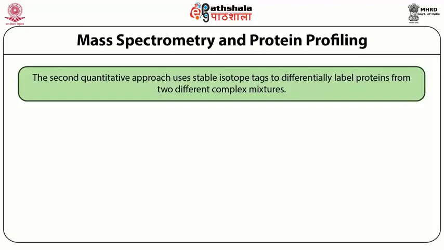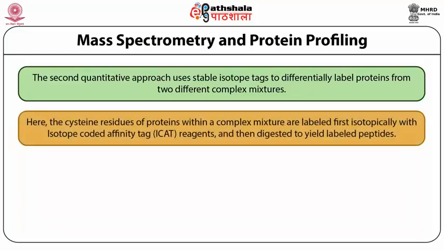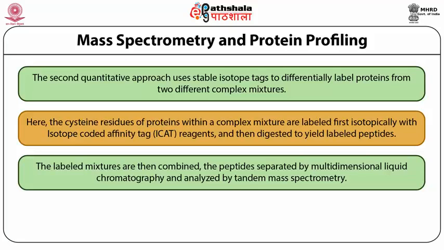The second quantitative approach uses stable isotope tags to differentially label proteins from two different complex mixtures. Here, the cysteine residues of proteins within a complex mixture are first labeled isotopically with isotope coded affinity tag reagents, and then digested to yield labeled peptides. The labeled mixtures are then combined, the peptides separated by multidimensional liquid chromatography and analyzed by tandem mass spectrometry.